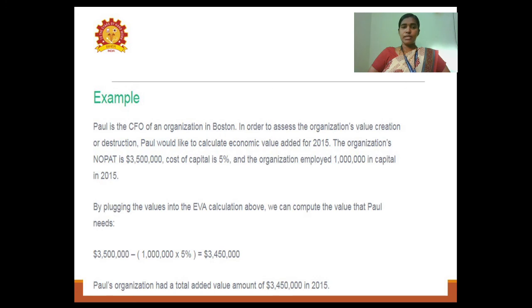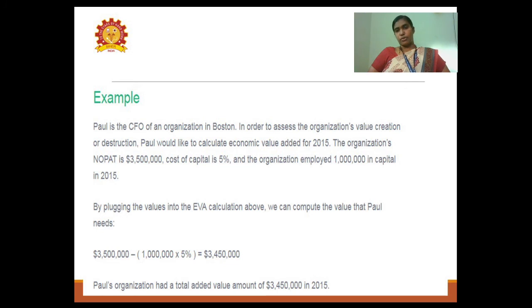Example: Paul is the CFO of an organization in Boston. In order to assess the organization's value creation or destruction, Paul would like to calculate the economic value added for 2015. The net operating profit is 3 lakh 50,000, the cost of capital is 5%, and the organization employed 10 lakhs in capital in 2015. By plugging the values into the EVA calculation above, we can calculate the value.